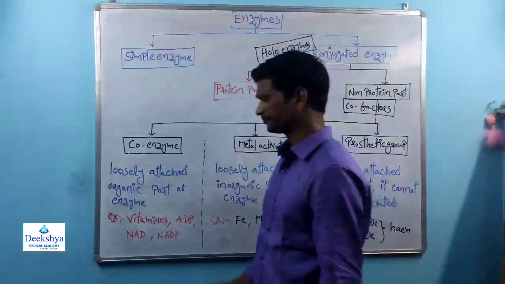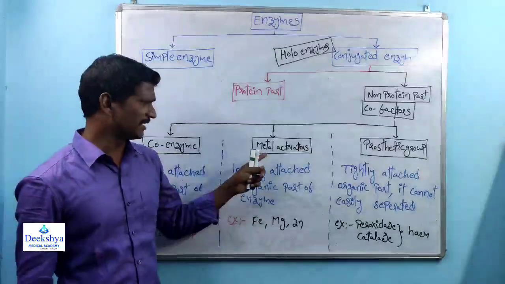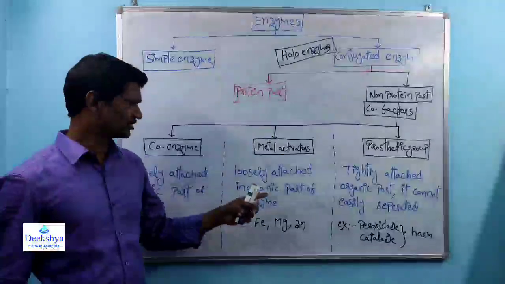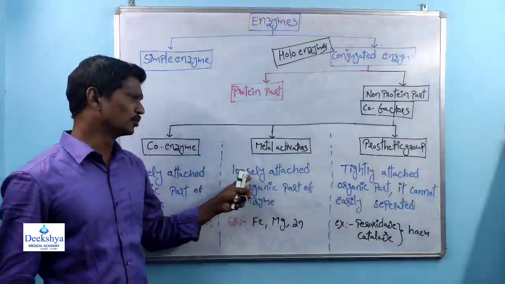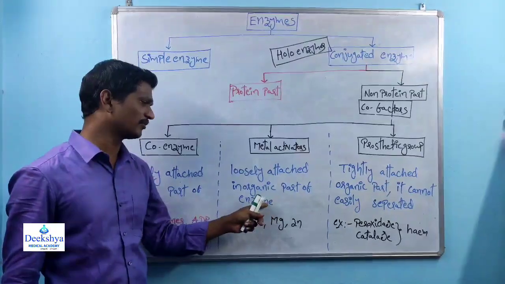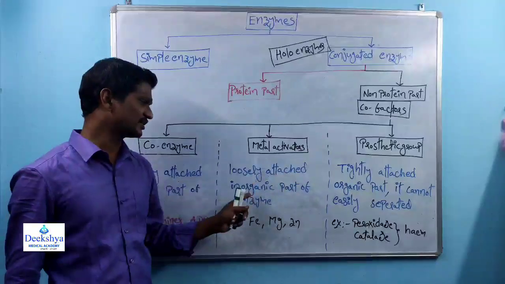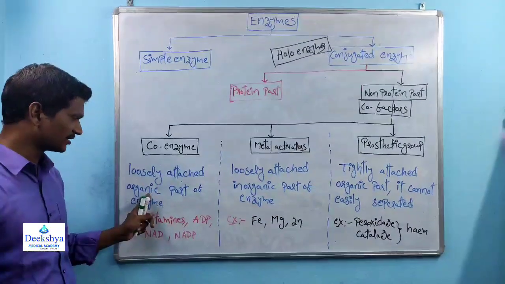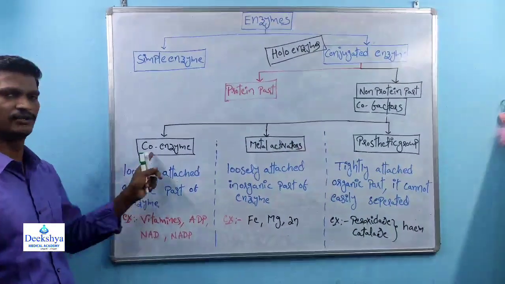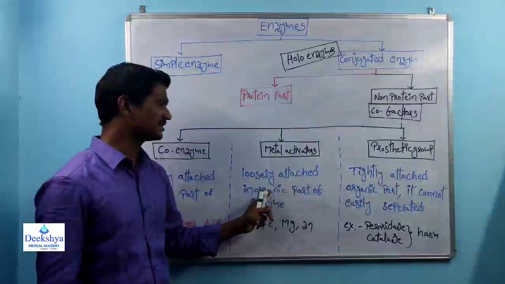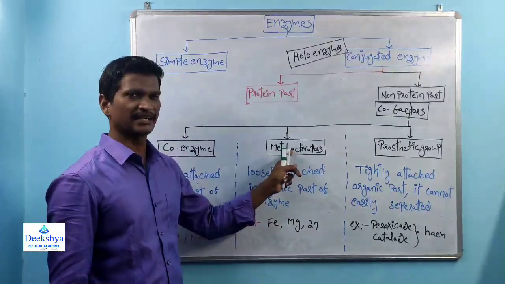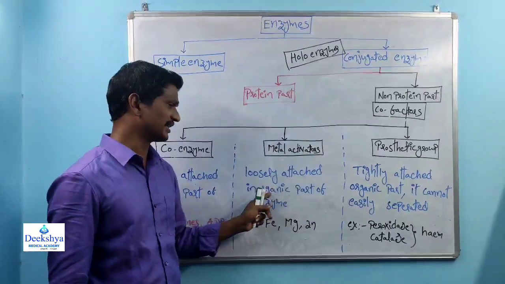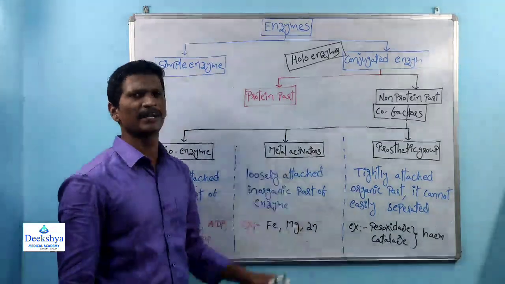Coming to the next one, metal activators. Metal activators are definitely inorganic, loosely attached inorganic parts of the enzyme. Loosely attached organic is coenzyme. Loosely attached inorganic molecules are metal activators.